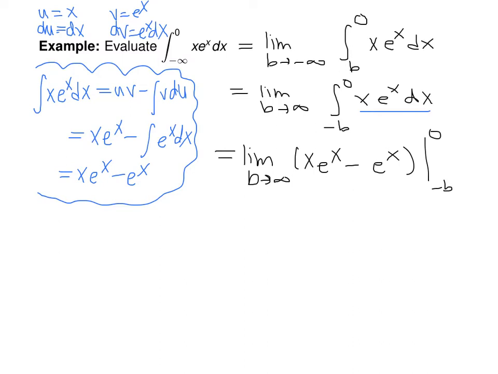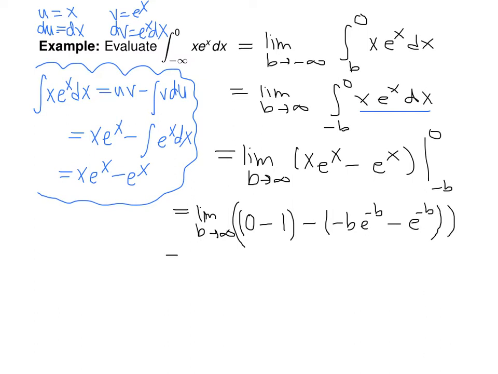Now we plug in our values, and first you plug in 0, so you have the limit as b goes to infinity of 0 minus 1 minus negative b e to the negative b minus e to the negative b. So that's the limit as b goes to infinity of negative 1 plus b over e to the b plus 1 over e to the b.